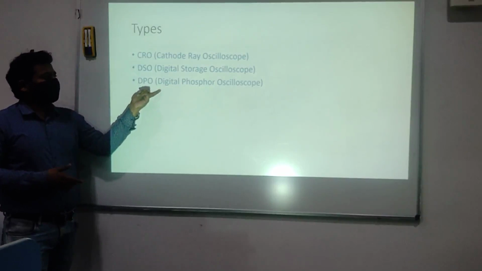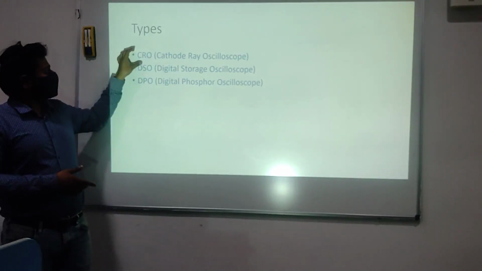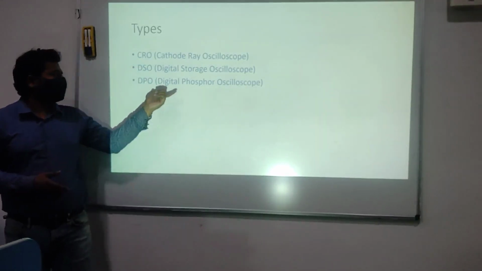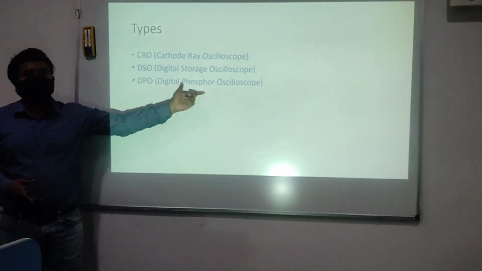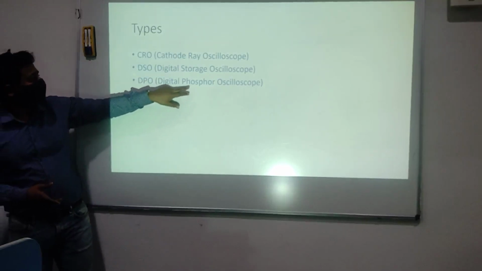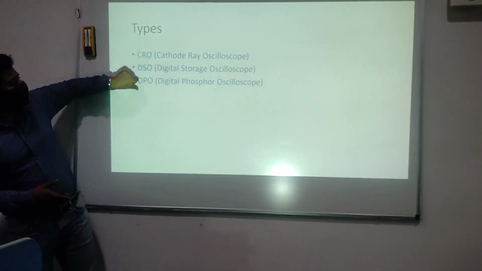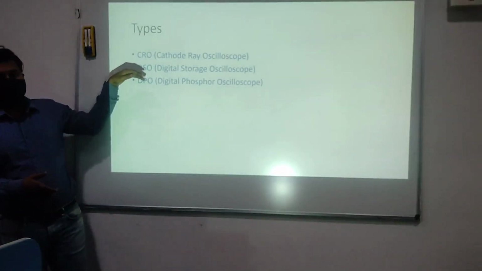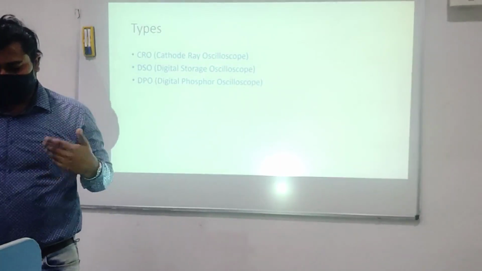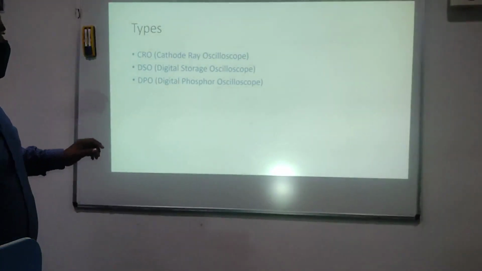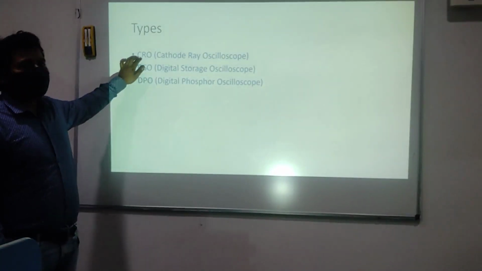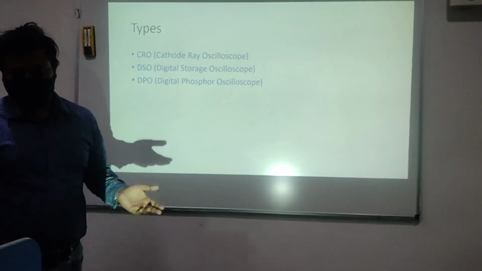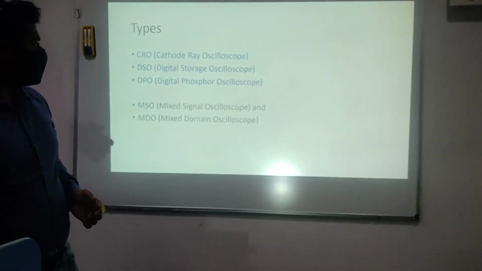The next form is DPO. Just be aware of this terminology: digital phosphor oscilloscope, and this has capability from both CRO and DSO. You do not need to know much about this at this point of time. You just be aware that CRO is the name for analog instrumentation, and DSO is a digital instrument. There are additional names to this.